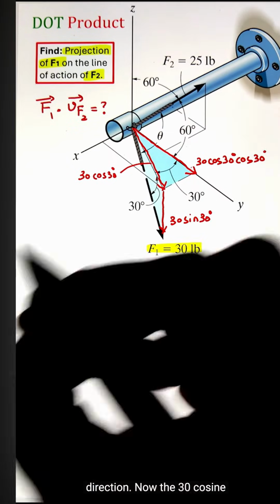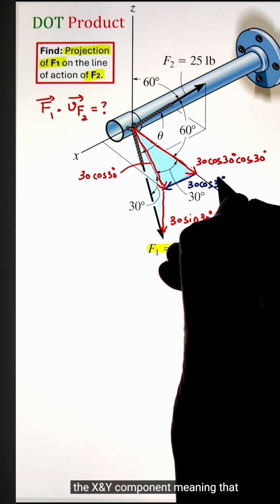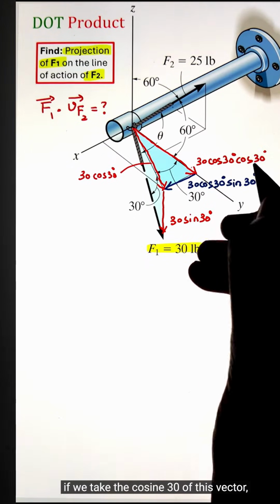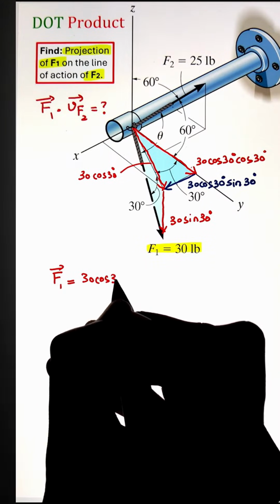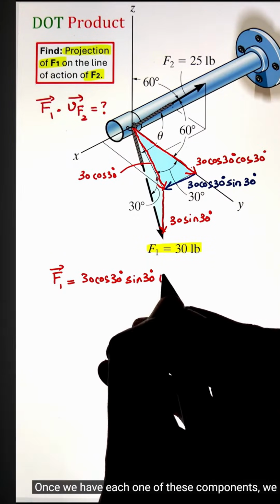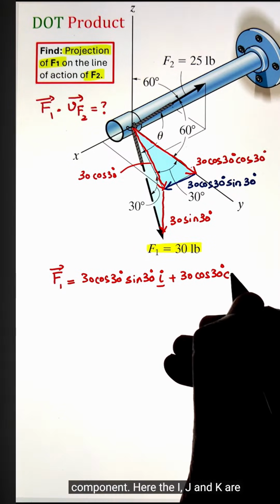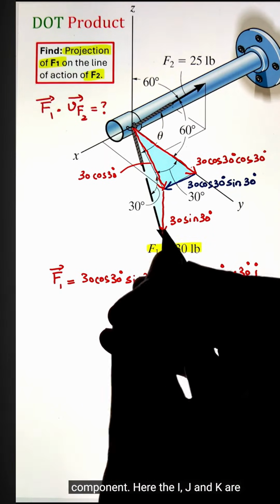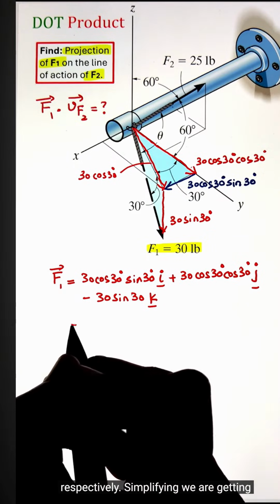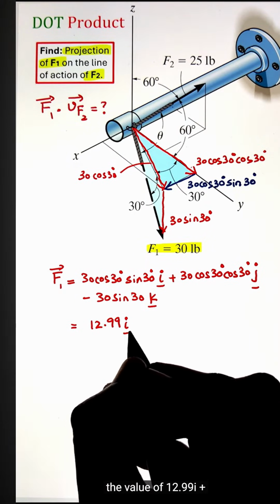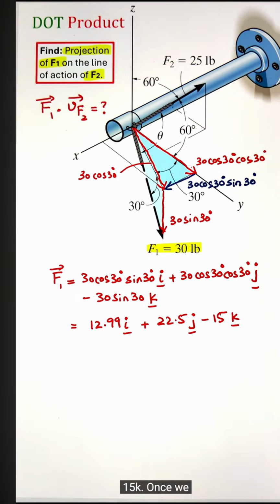Now the 30 cosine 30 vector needs to be further resolved along the x and y components, meaning that if we take the cosine 30 of this vector, it will project it along the y axis, whereas the sine 30 is going to project it along the x direction. Once we have each one of these components, we can represent it in terms of I, J, and K components. Here the I, J, and K are representing the unit vectors along the x, y, and z axes respectively. Simplifying, we are getting the value of 12.99 I plus 22.5 J minus 15 K.